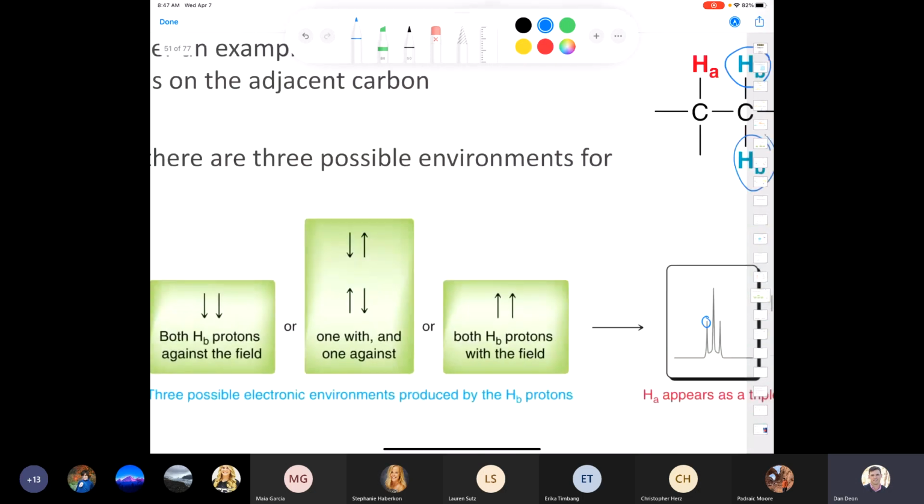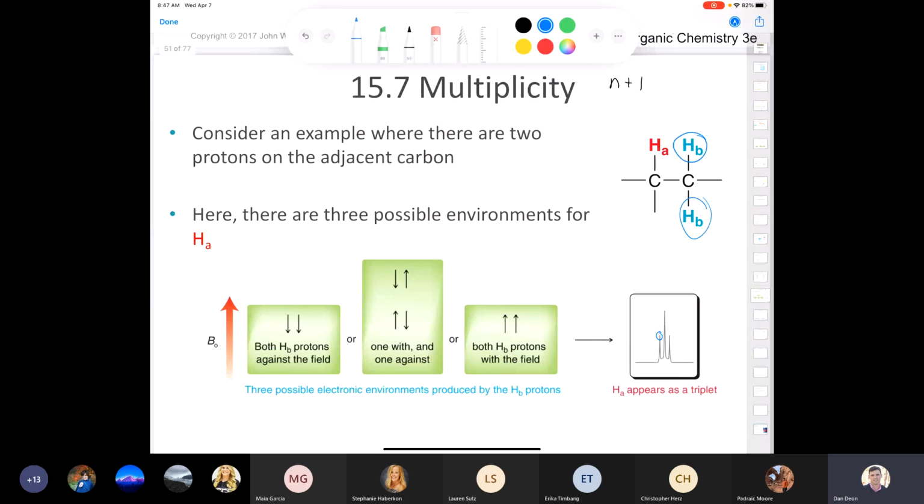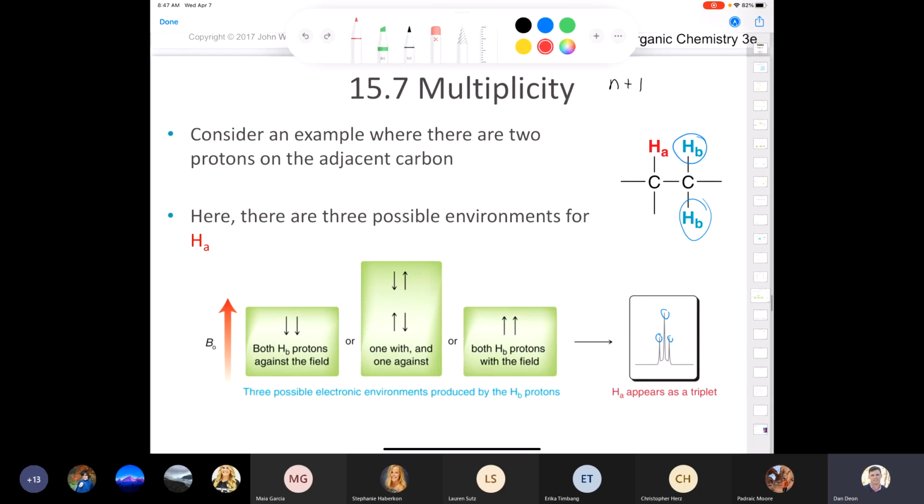Then we can also have a scenario where each proton is aligned with and against the magnetic field. And since there's two protons, there's two scenarios. Okay, that's going to be the one in the middle. And then I have a scenario where both protons are shielding HA from the magnetic field, and therefore that's going to produce this signal here. And statistically, we have a 1 to 2 to 1 possibility for these different electronic environments. And you see that the ratio of the heights of the peaks in the signal is pretty much 1 to 2 to 1. It's pretty close to that. Okay, so we end up with a triplet.